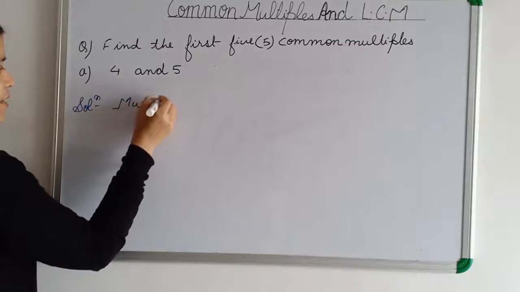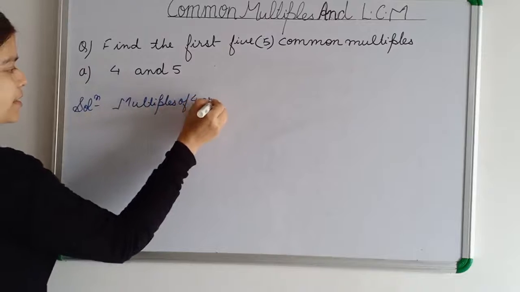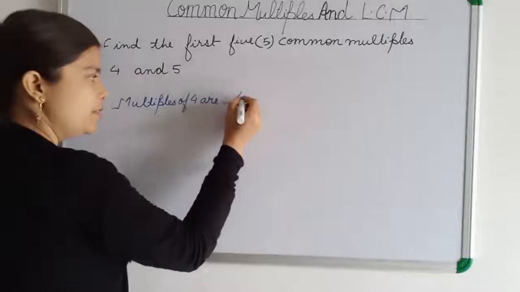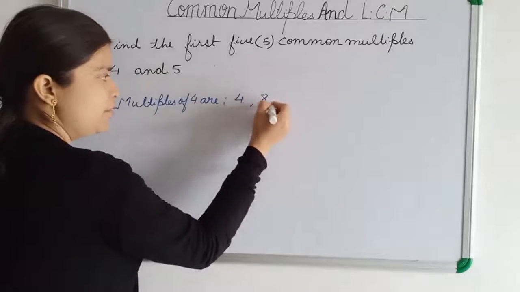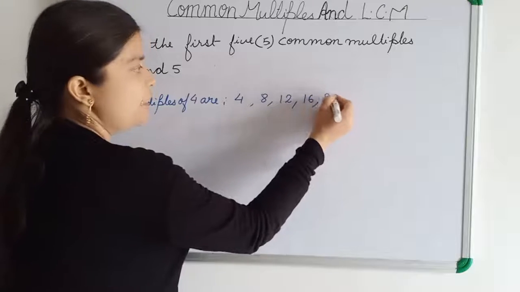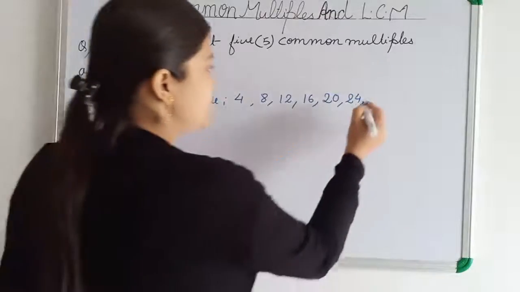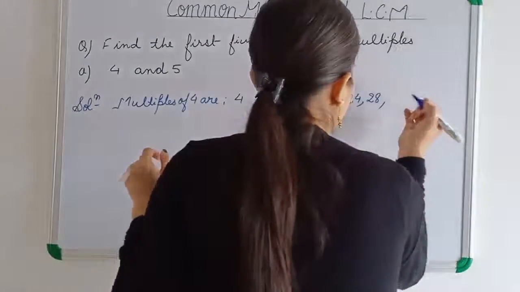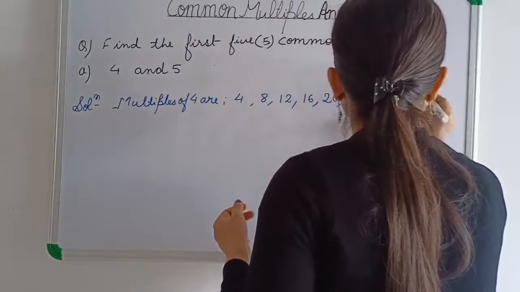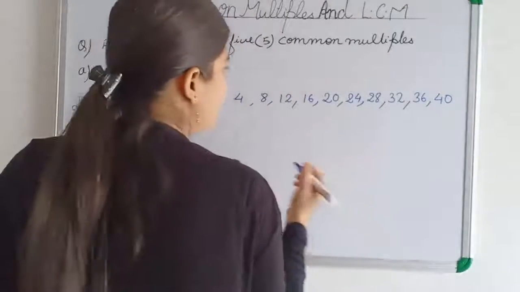Multiples of 4 are: simply we will start writing the multiplication table. 4 ones are 4, 4 twos are 8, 4 threes are 12, 4 fours are 16, 4 fives are 20, 4 sixes are 24, 4 sevens are 28, 4 eights are 32, 4 nines are 36, 4 tens are 40. Like that you can go further also.